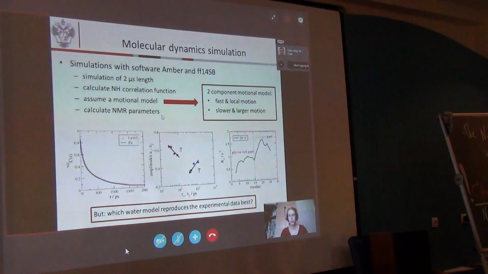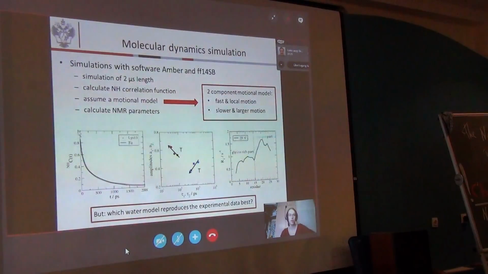In order to do so, we have to assume a motional model. The simplest motional model that fits the correlation function is a 2-component motional model, which consists of a fast and local motion and a slower, larger motion.